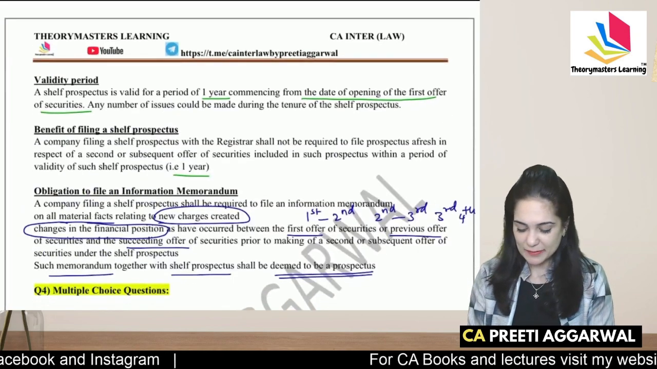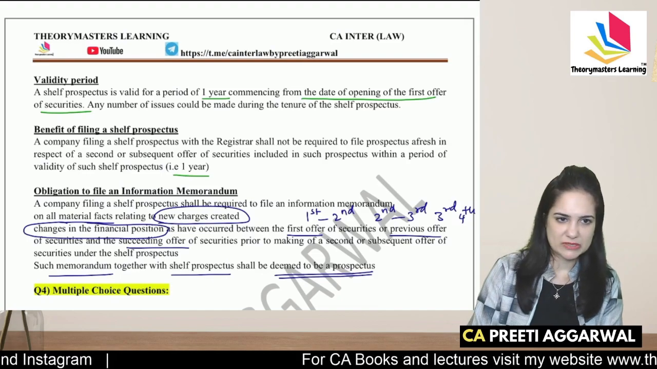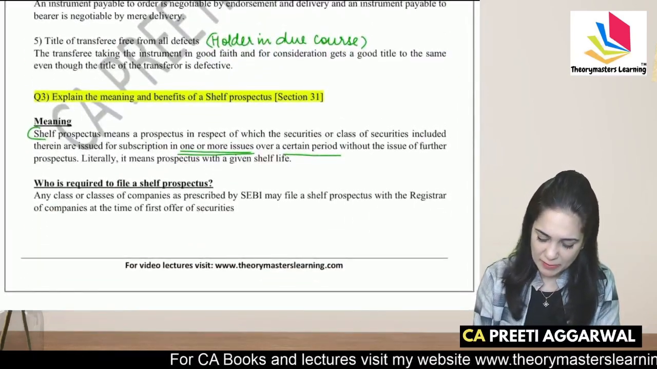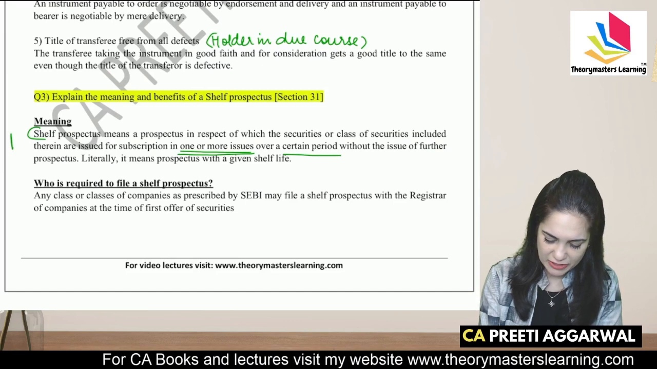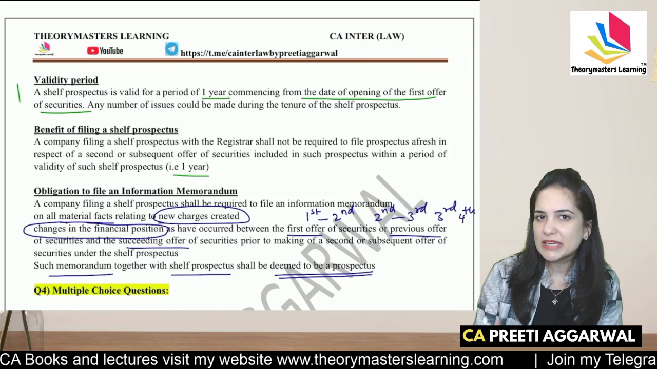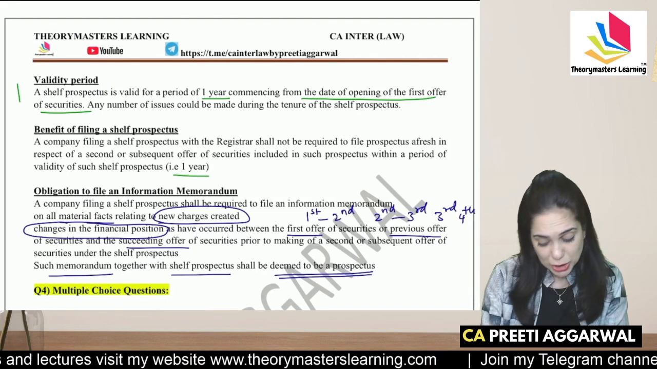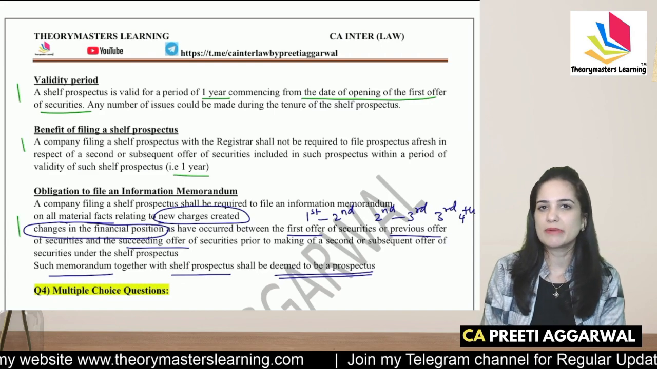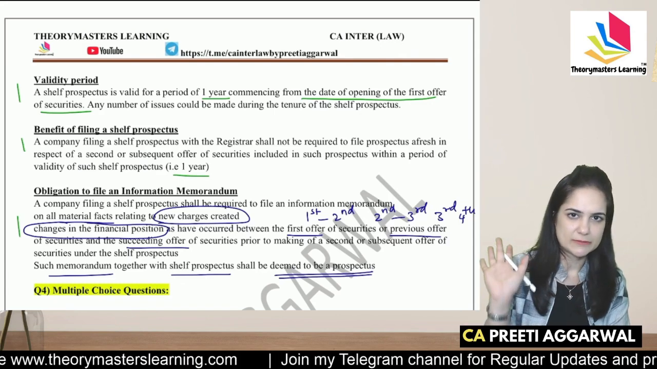This question can be asked for 4 or 5 marks. If you have explained the meaning of shelf prospectus, अगर आपने meaning explain किया है तो give yourself 1 mark. अगर आपने इसकी validity के बारे में लिखा है, give yourself 1 mark. शेल्फ प्रोस्पेक्टस के बेनिफिट्स क्या है 1 mark. एंड इंफॉर्मेशन मेमोरेंडम अगर आपने उसके बारे में लिखा है तो 1 mark.